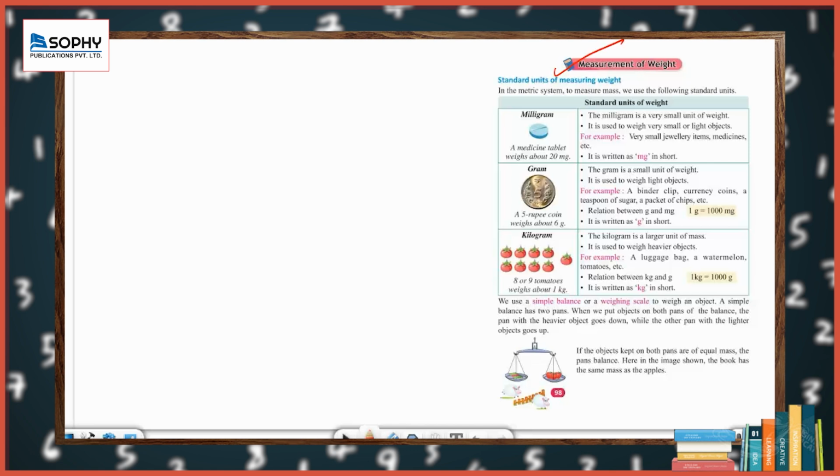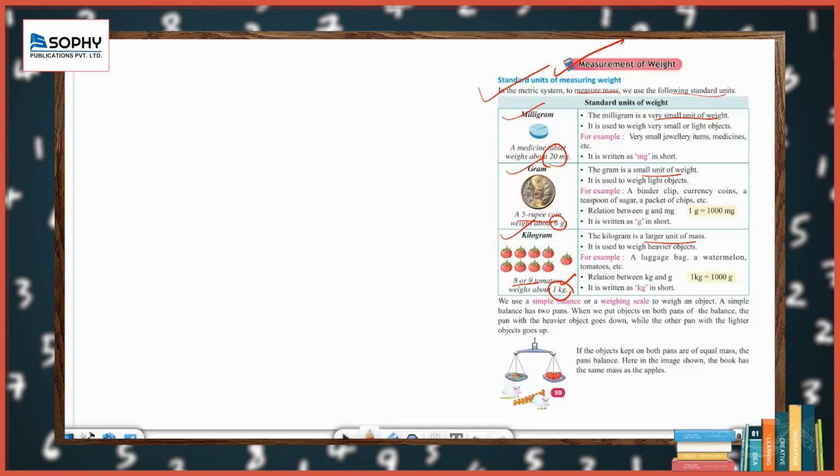Now let's look at the measurement of weight. Let's look at the standard units of measuring weight. In the metric system, to measure mass, we use the standard units milligram, gram and kilogram. Milligram is a very small unit, gram is a small unit and kilogram is a larger unit. A medicine tablet weighs around 20 mg, a rupee coin weighs around 6 gram, 8 to 9 tomatoes weigh around 1 kg.